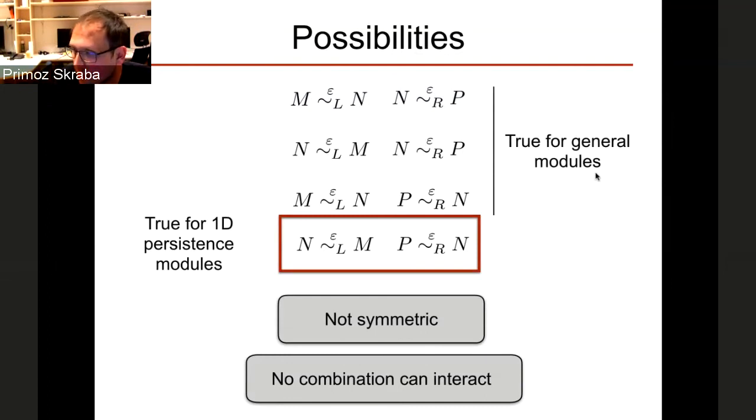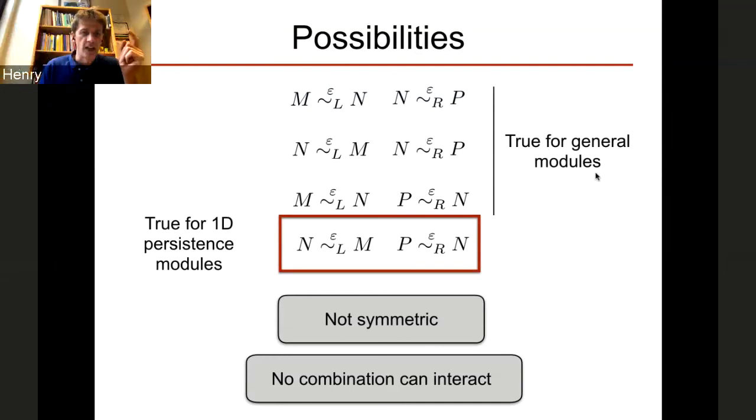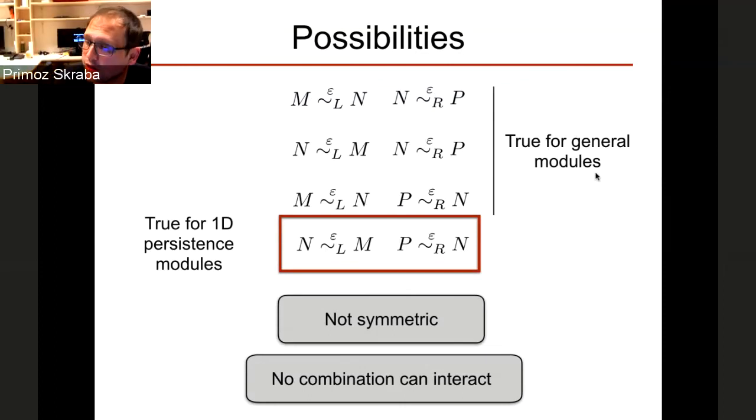By one-dimensional persistence module, you mean exactly what you said. It has projective dimension 1. You don't mean it's not one-dimensional homology. It's nothing to do with that dimension. Yeah, this is 1D as in the parameter, versus multi-parameter persistence. Okay. Got it. Thanks.